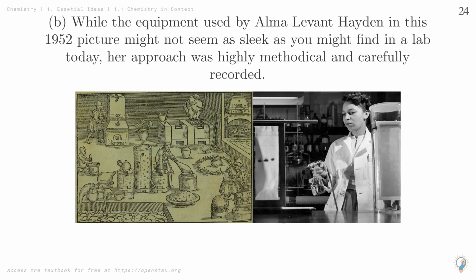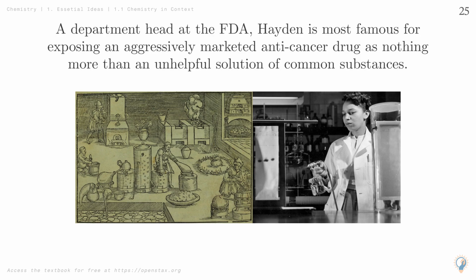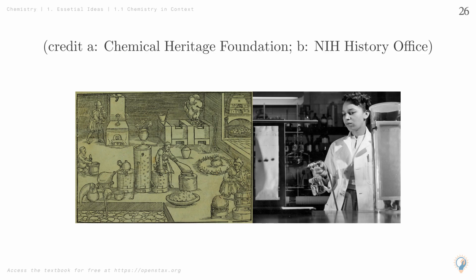B. While the equipment used by Alma Levant Hayden in this 1952 picture might not seem as sleek as you might find in a lab today, her approach was highly methodical and carefully recorded. A department head at the FDA, Hayden is most famous for exposing an aggressively marketed anti-cancer drug as nothing more than an unhelpful solution of common substances. Credit A: Chemical Heritage Foundation, B: NIH History Office.